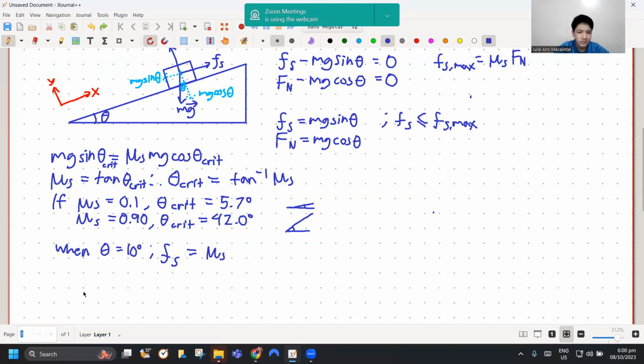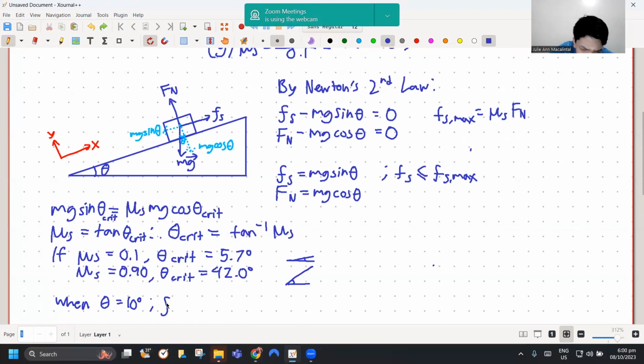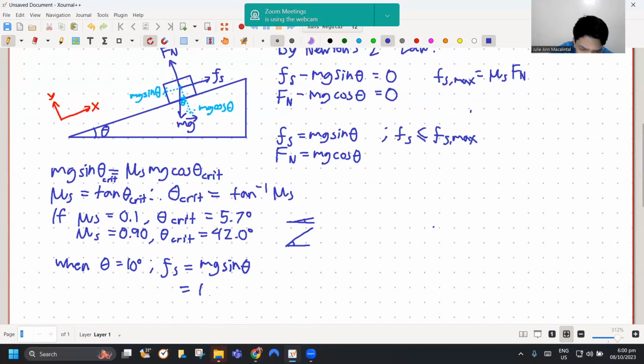Less than critical angle yan, di ba? Yung mu s mg cosine theta, hindi siya yung static friction. Yan yung maximum possible. Dapat it must be the forward force. So for example, let's give a value, 1000 kilograms para mass ng car. Mga 1 ton. Kilograms pala.